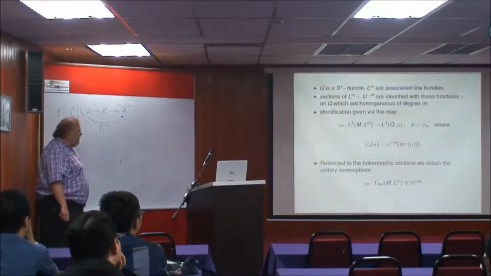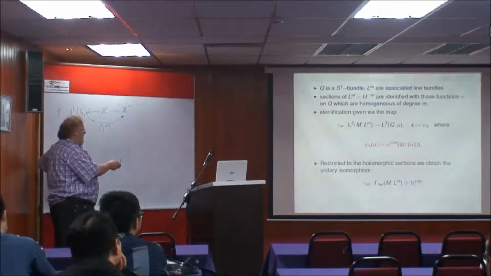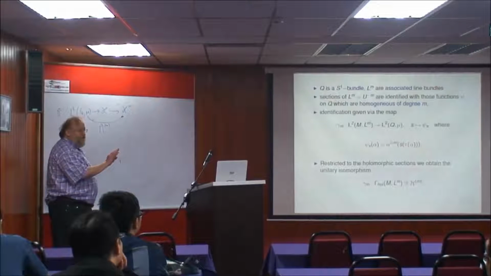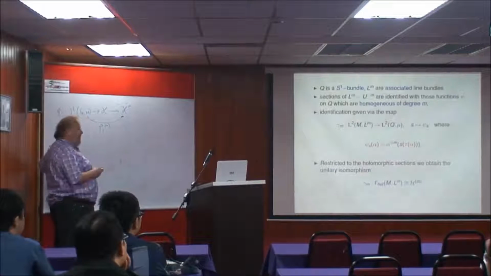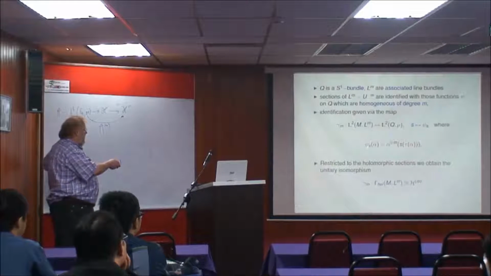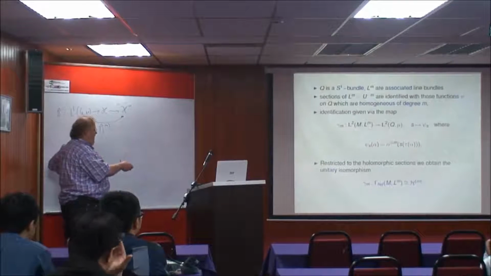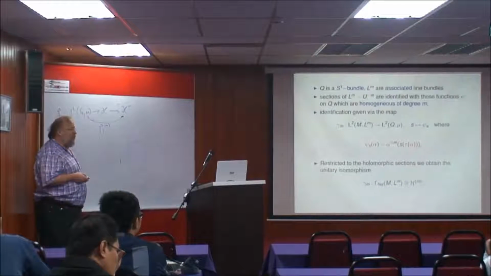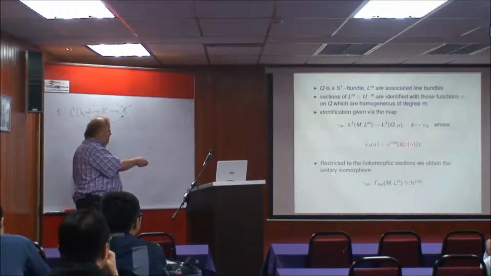This identification I call gamma m. So here I take the sections of the bundle L^m, L2 sections for the moment. The L2 sections can be considered as L2 functions on Q. So I want to assign to a section of L^m a function on Q. How do I do this? This is the standard thing, how to do it with the associated bundles.